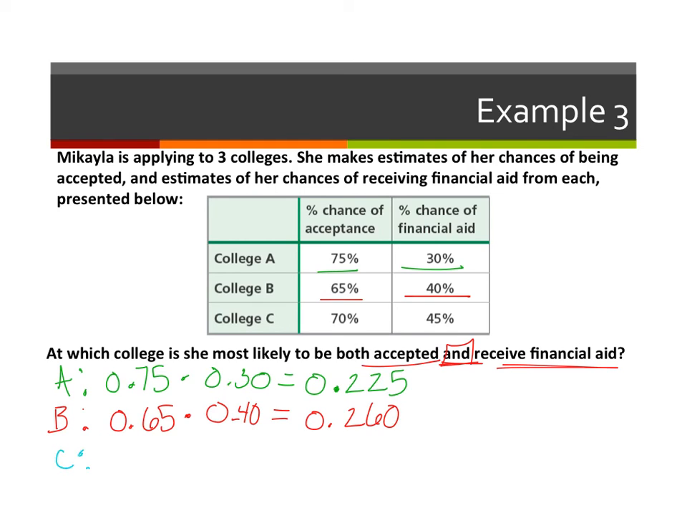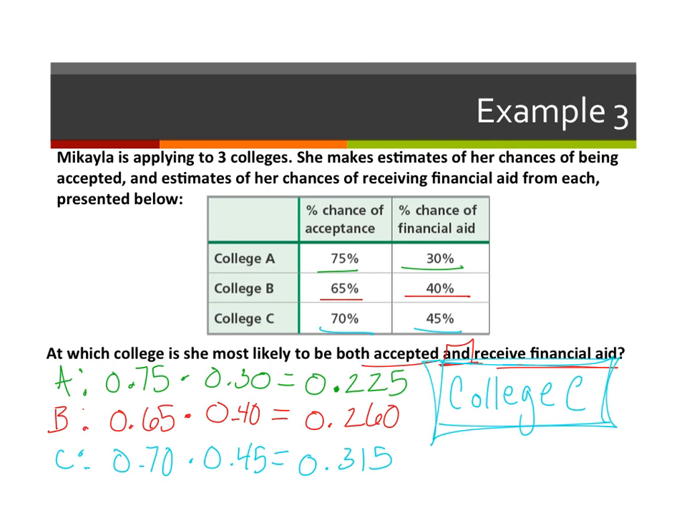College C, she has a 70% chance of being accepted, times the 45% chance of getting financial aid, gives us 0.315. So the one that gives her the most likely chance of being accepted and receiving financial aid is college C. So college C is your answer.